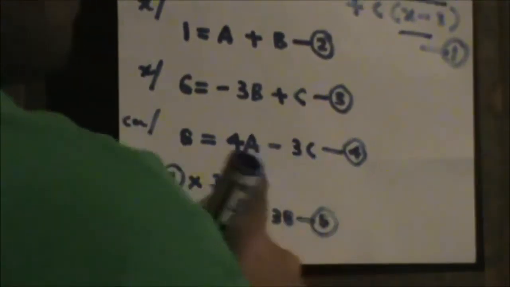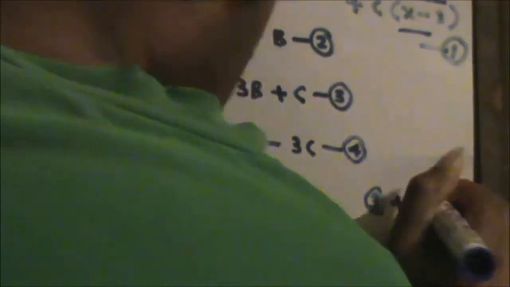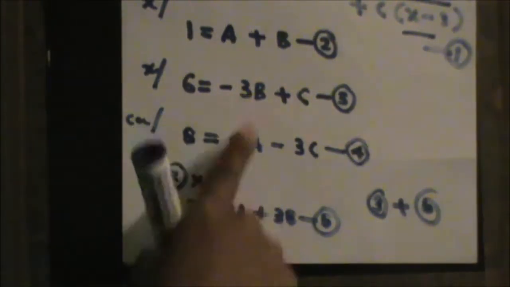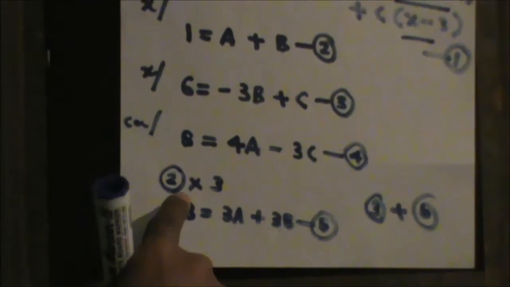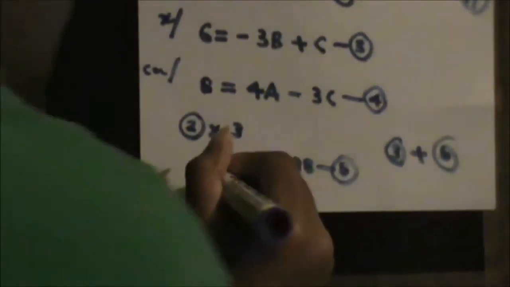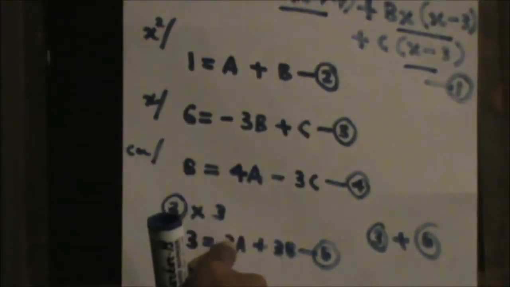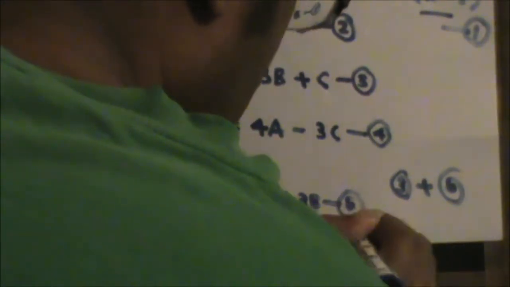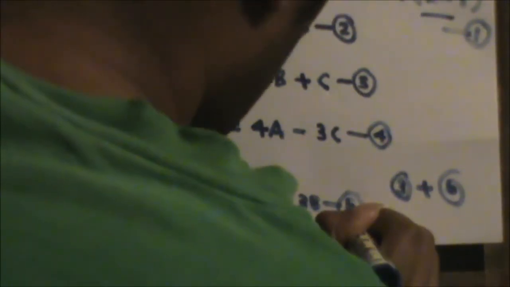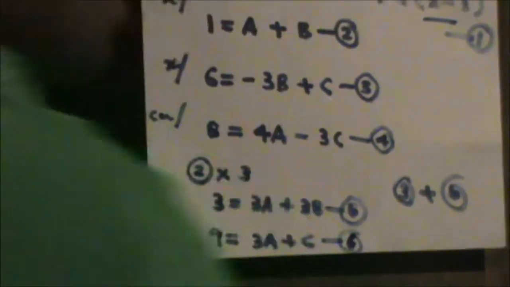Since I have plus 3B here and minus 3B here, I'll add the third equation to the fifth equation. So this plus 3B and this minus 3B will cancel off. On the left hand side I am left with 3 plus 6, which is 9. So 9 equals, these two cancel off, 3A, and here plus C. So that is 3A plus C, equation number 6.